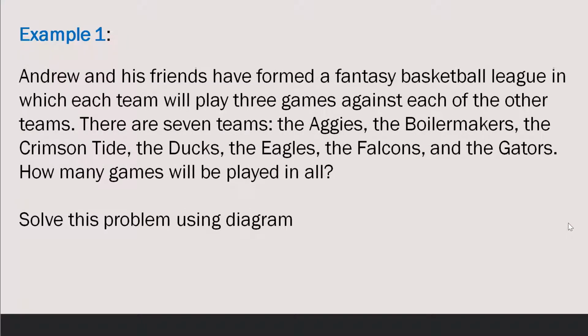Example 1 says Andrew and his friends have formed a fantasy basketball league in which each team will play 3 games against each of the other teams. You have 7 teams, named A to G. Each team is playing 3 games against each of the others. The question is, how many games will be played in all? And they want us to use a diagram to solve this problem.